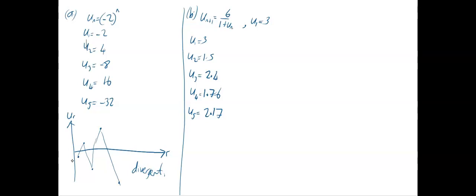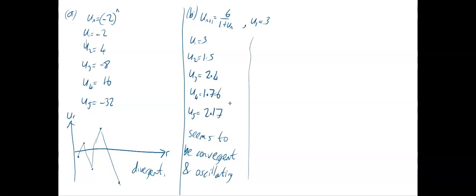Okay, it seems to be convergent and also oscillating. So it starts at 3, and then it goes to 1.5, and then it goes back up to 2.4, and then it goes to 1.76, and then it goes to 2.17. So it's definitely oscillating about a point, and it looks to me like it's convergent. So it seems to be convergent and oscillating.